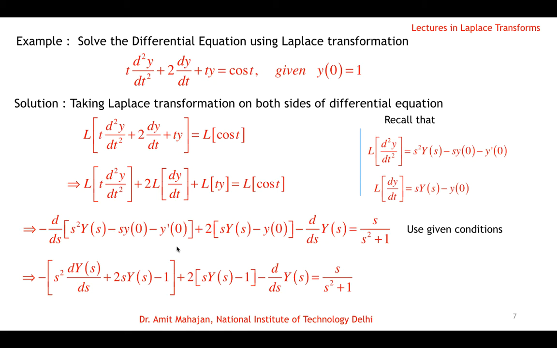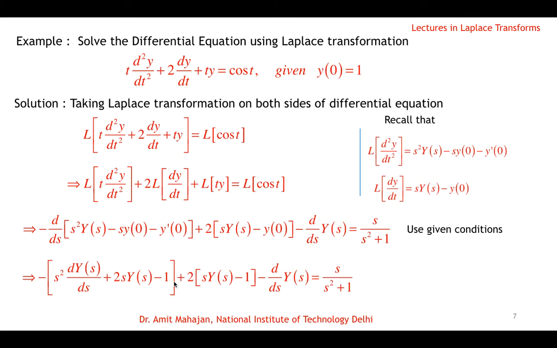The derivative of s square Y(s) needs the product rule, so s square times the derivative of Y(s) plus 2s Y(s), and the derivative of s y(0) is y(0), and the y(0) value is 1, so that's minus 1. Plus 2s Y(s) minus 2, because y(0) is 1, and minus the derivative of Y(s), equal to s over s square plus 1, this term.